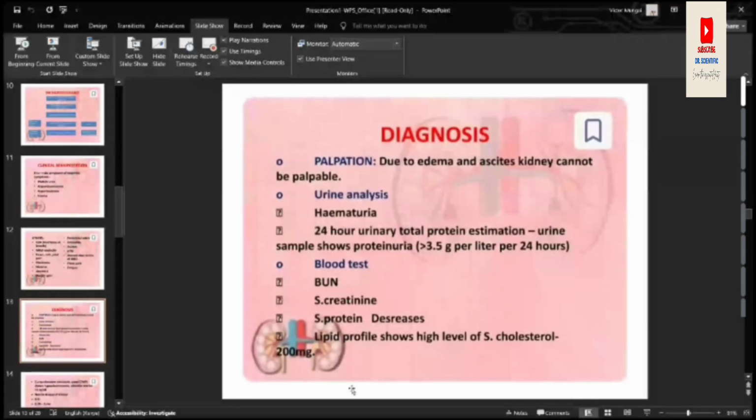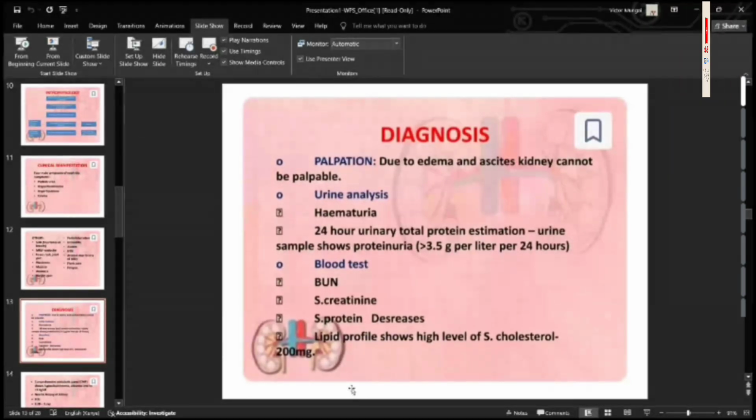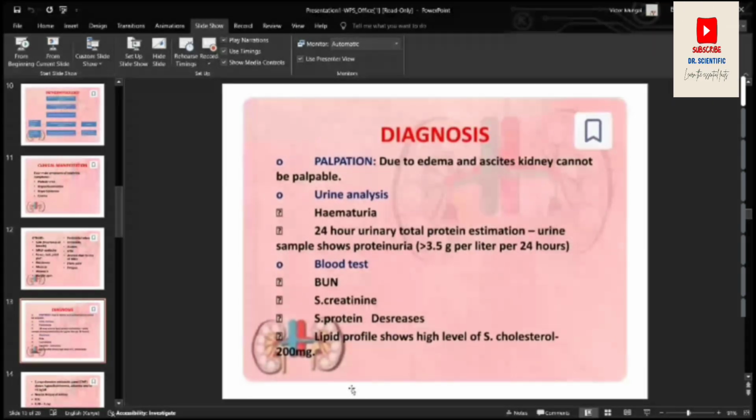So when you come to diagnosis, we have palpation due to edema, the swelling, and then urine analysis, looking for hematuria, and then the 24-hour urine. Normally, if by any chance there is protein in your urine, it is not supposed to be greater than 3.5 grams per liter in 24 hours.